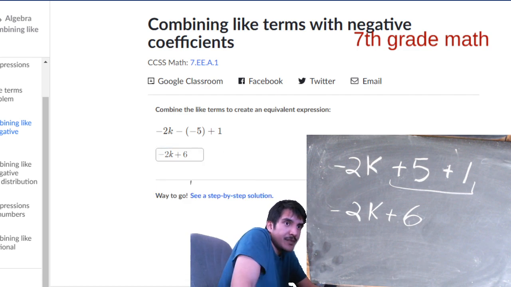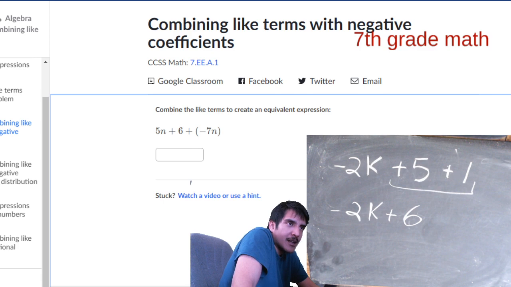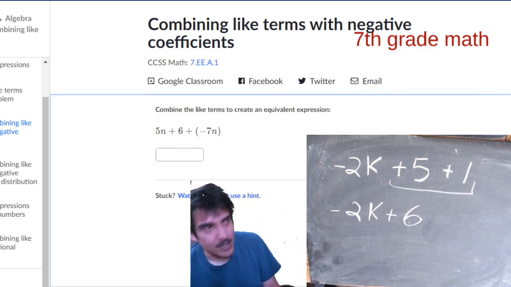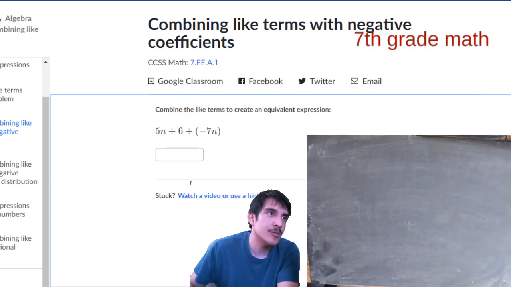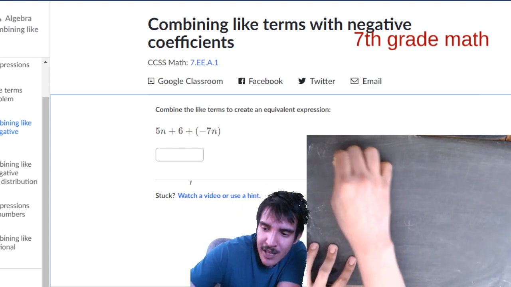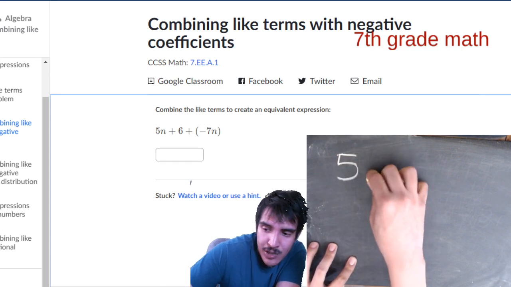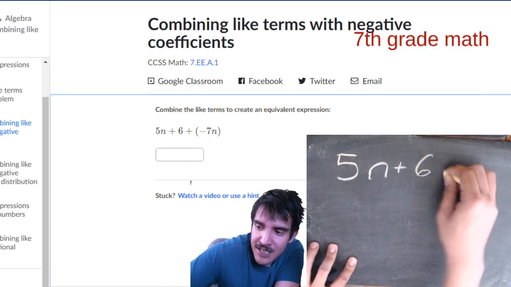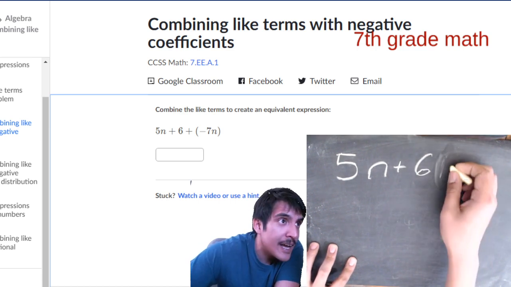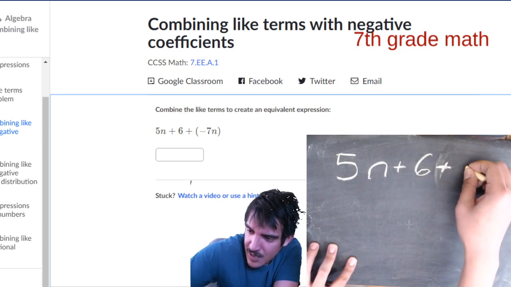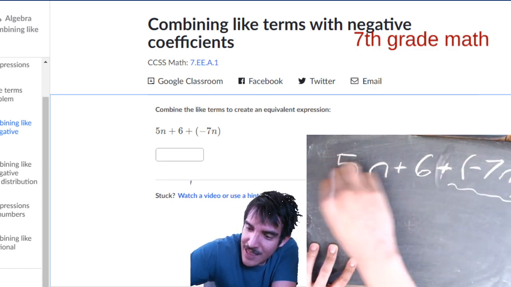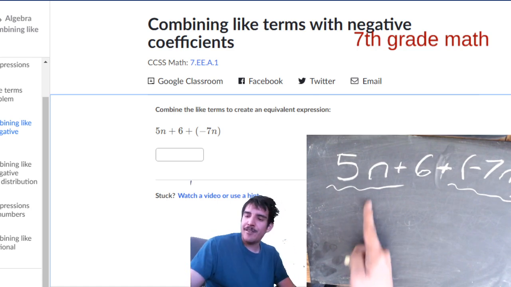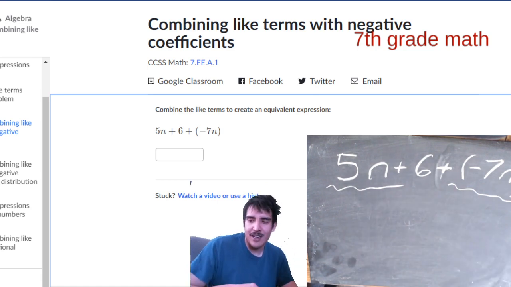Go ahead. Hooray. On this one, we got 5n plus 6 plus negative 7n. I want you to maybe in your head, or maybe pause the video a little bit, think, what am I going to combine in this expression? I got my 5n, I got my 6, and I got plus negative 7n. Well, we see that this and this are like terms: 5n plus negative 7n. 5 plus negative 7.